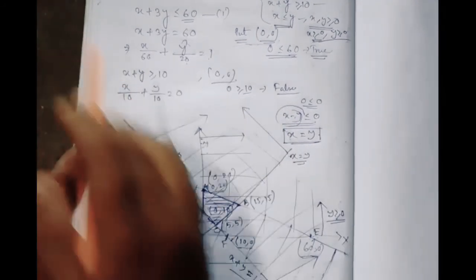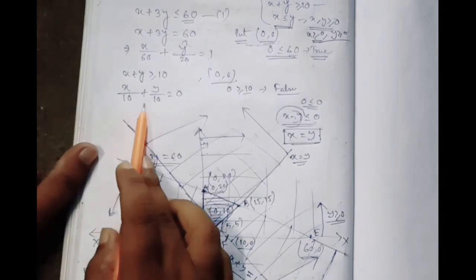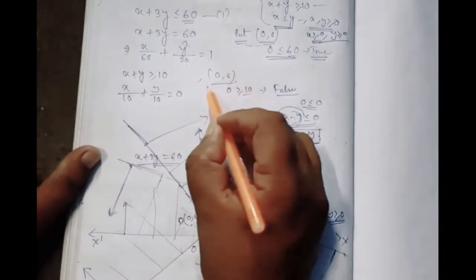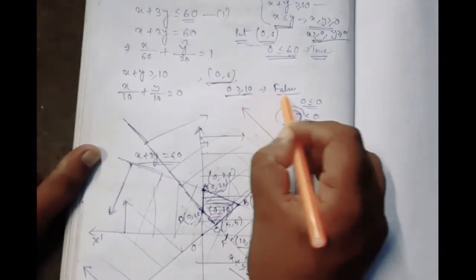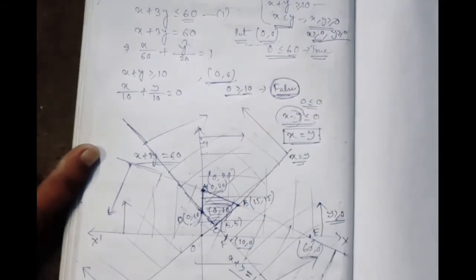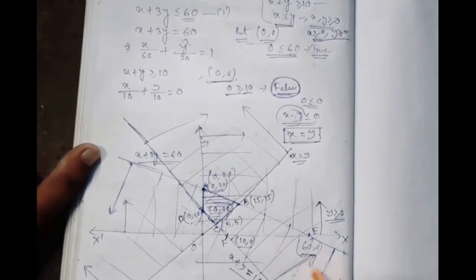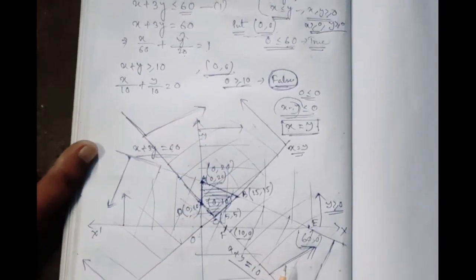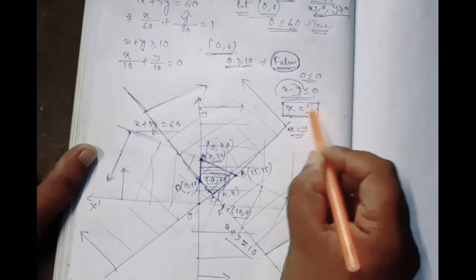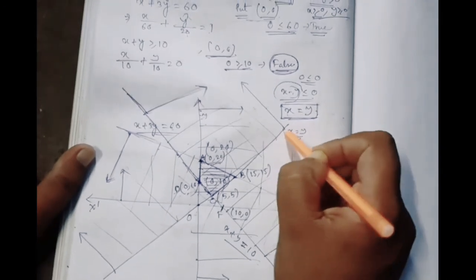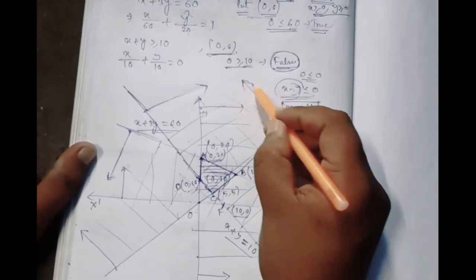Again, for the next inequality, x by 10 plus y by 10 is equal to 10. From here, if we put (0, 0) over here, we are getting 0 greater or equal to 10, which is false. So the region must be opposite to the origin. So here this will be the region for this straight line. Next, x equal to y, for x equal to y, obviously 0 less or equal to 0, that's true. So we are taking the region along with this.